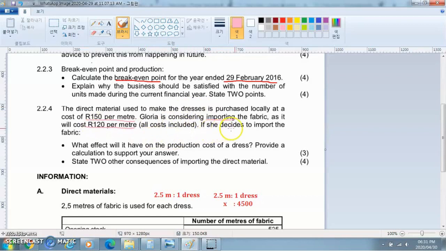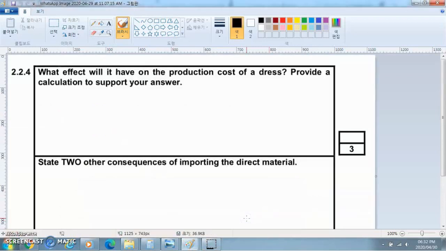And then they're saying if she decides to import the fabric, okay, first question, what effect will it have on the production cost of a dress? Okay, so if Gloria decides to go ahead with the import, what effect is it going to have on her production cost of a dress, just a dress? You get it? And then they're saying provide a calculation to support your answer. So remember, we have what? Local, which is 150 per meter, versus outside, which is 120 per meter. You get it? Okay, let's see if we can work it out now. This is the last one.